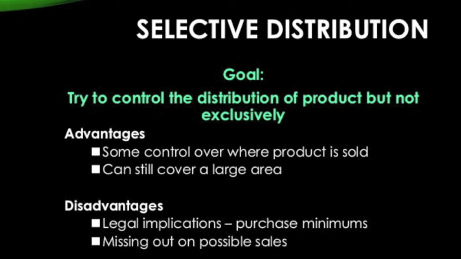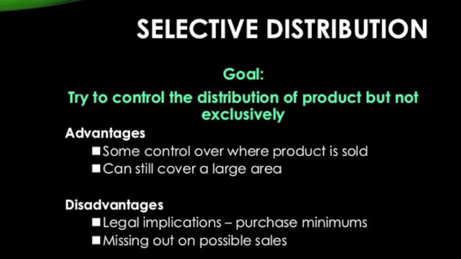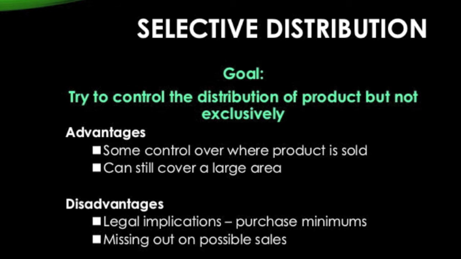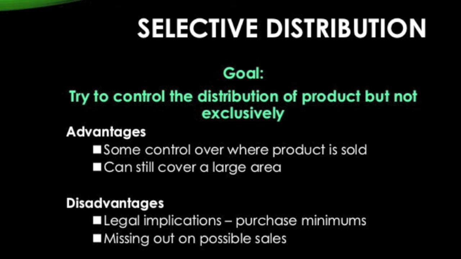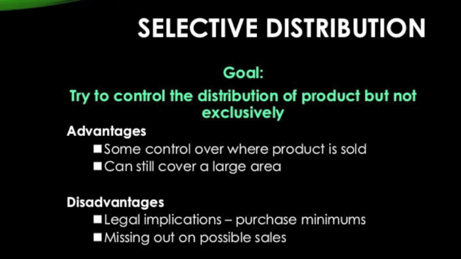So that means that the retailer has to purchase a certain amount of the product in order to get it, as well as missing out on possible sales. So when you don't have your product in every single channel, you have the possibility of missing out on some sales that could be lucrative for your business.